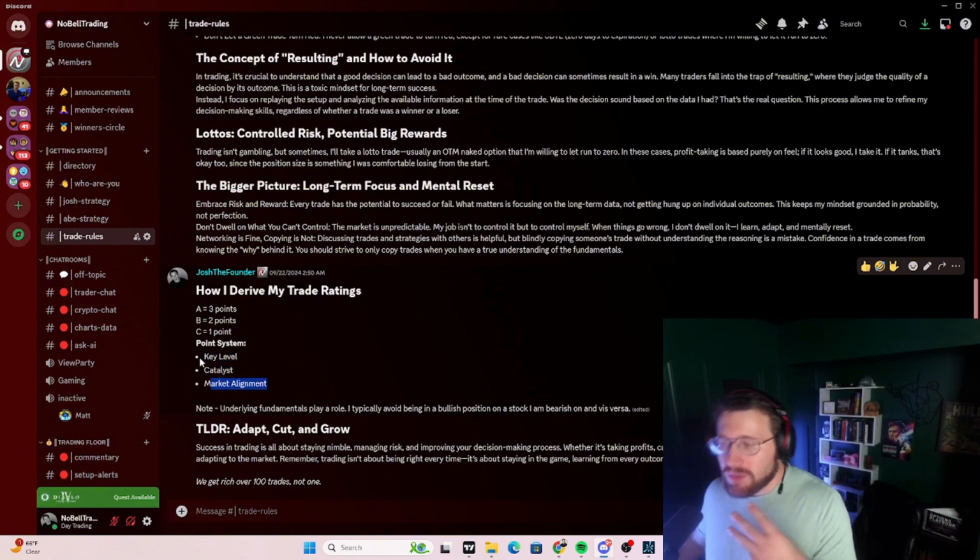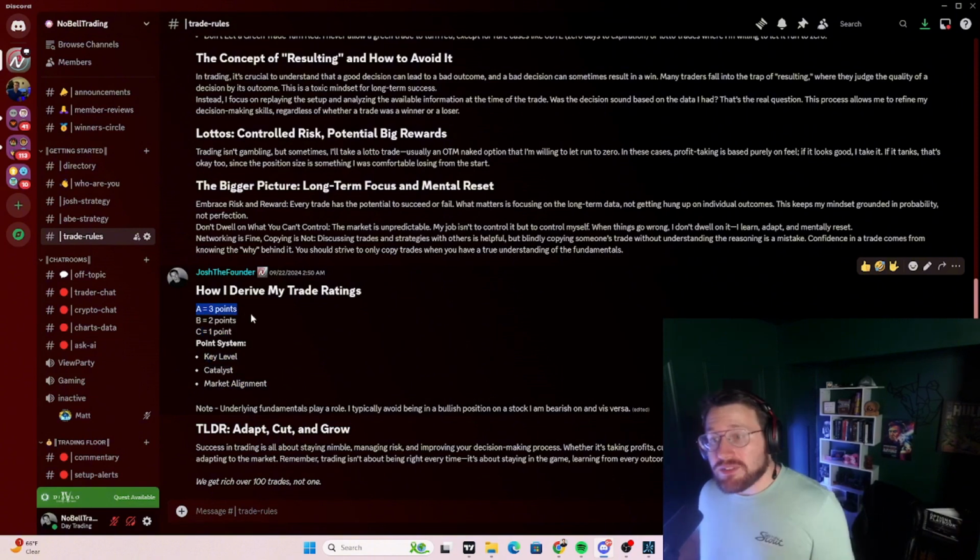Okay. So for day trades, sometimes we do play without a catalyst. Sometimes we're using like a tailwind. We're playing into a trend. We're just looking for the key level, and we have market alignment. Sometimes you just have a major key level break and you go for a quick scalp trade. That would be a C, right? Sometimes you have all three of these, and that would be an A trade.